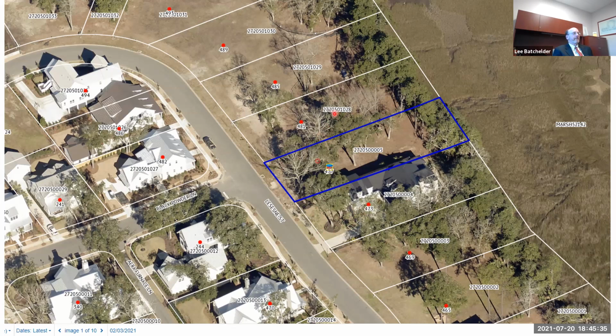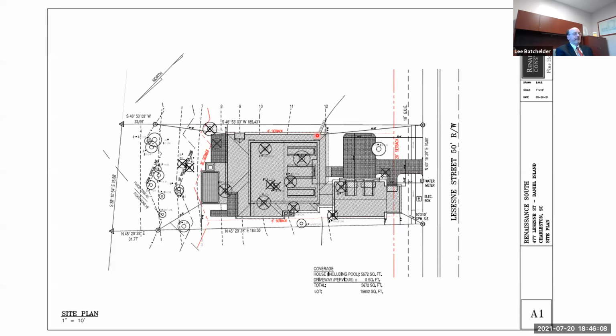The neighboring property over here is also going to build the same type of home, where they have a driveway over on this side of the house, and the garage will be situated on this side of the property. So the two neighboring properties are having that arrangement where the side-loaded garage is at the front of the property. This applicant would like to do the same thing on their lot. And this site plan shows what they would like to do.